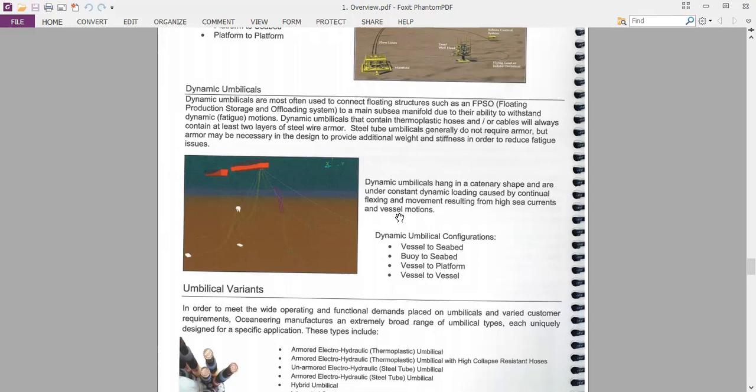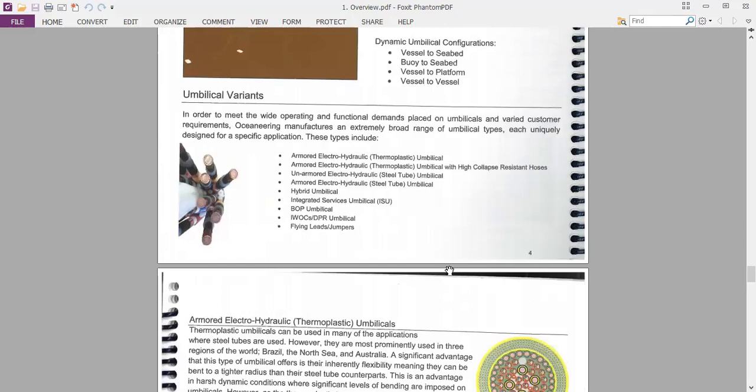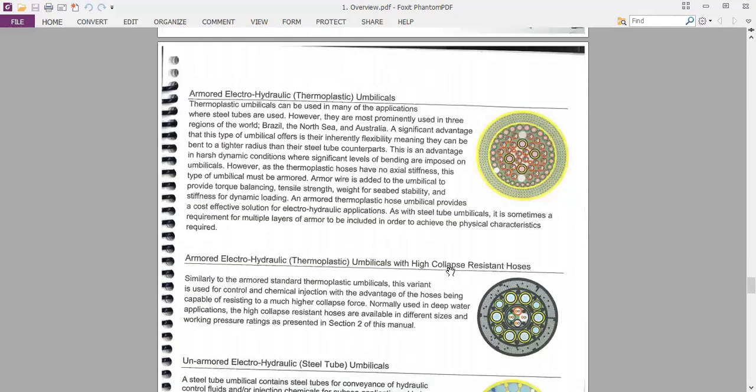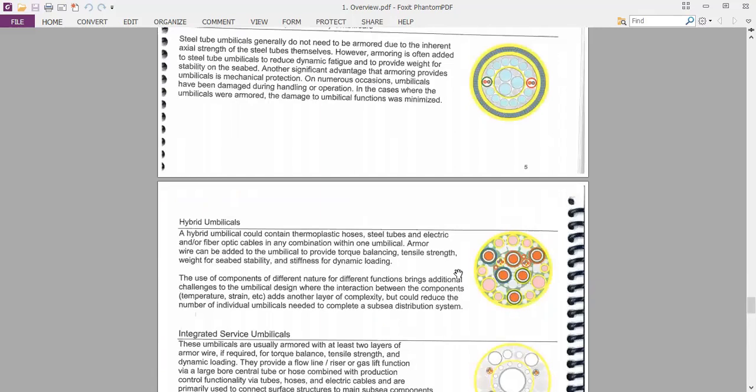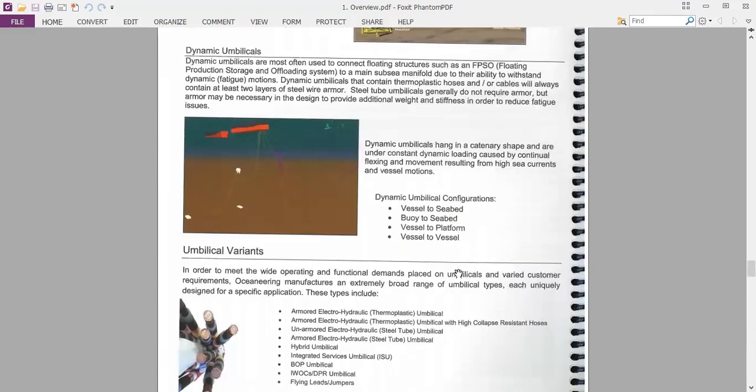Yes, sir. Okay. Then we have vessel to platform. You might want to connect a vessel to a platform, and the type of umbilical you use at that point is dynamic, because a vessel will always be in dynamic motion, and same thing as vessel to vessel. All right? Yes, sir. So you can stop at this point. We'll continue from umbilical variants tomorrow. Any questions so far? Perhaps tomorrow, sir. Okay, no problem.